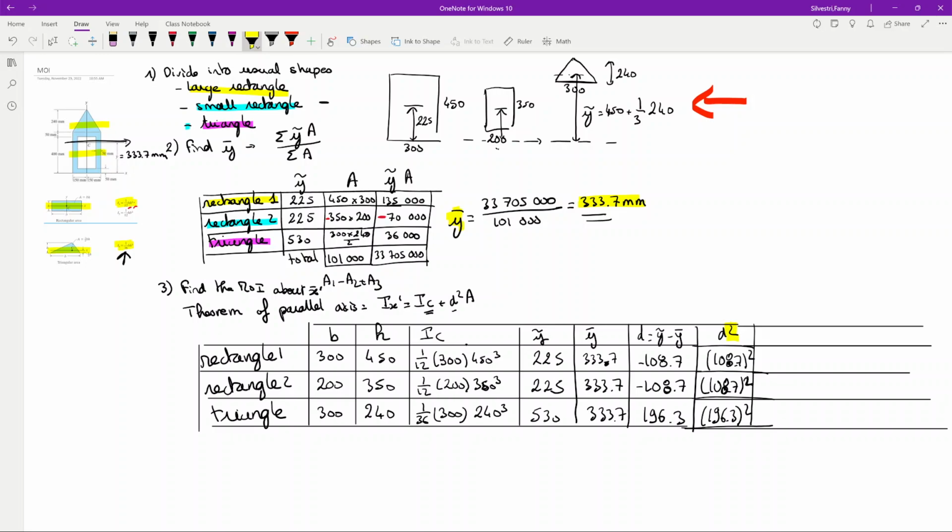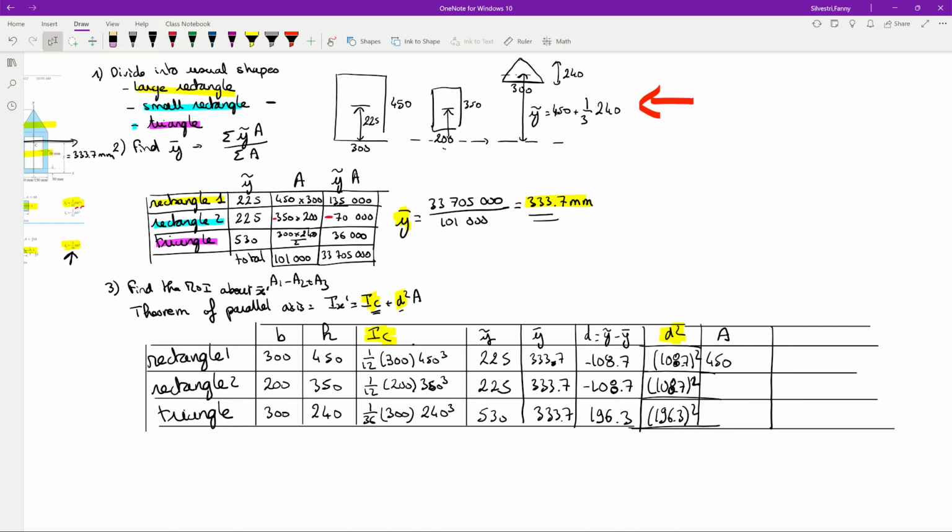Okay, so we have the IC there. We have the distance d square there. We need the area, and you can grab the data from the previous table. So 450 times 300. I recommend you do not put the minus for the area right now, because the minus will apply to the IC and to the d square A. So let's keep it plus. So 350 times 200, and 300 times 240 divided by 2.